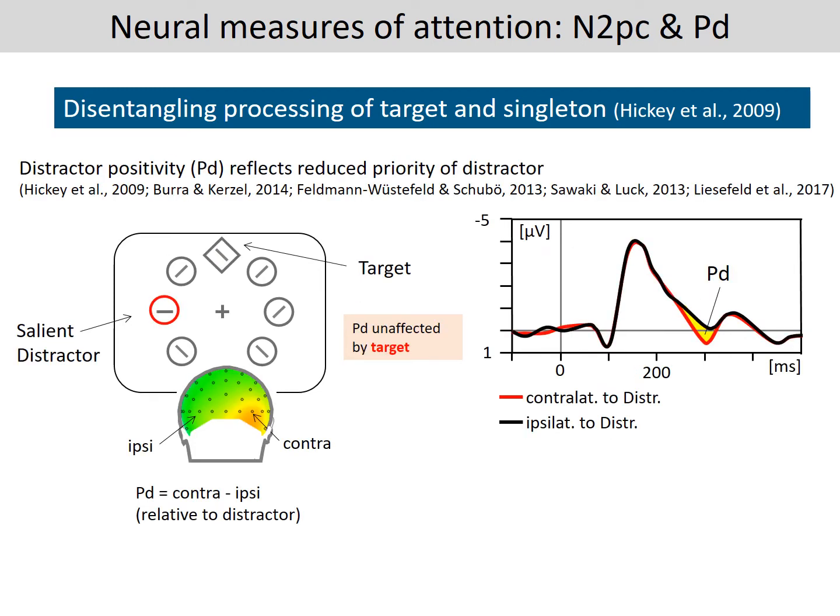Importantly, when the roles are swapped and now only the salient distractor is presented laterally with the target on the vertical midline, the neural activity related to the singleton processing can be isolated because the target can't affect the lateralized signal. Hickey and colleagues found a novel component, the distractor positivity or PD component. This positivity, contralateral to the salient distractors, presumably reflects reduced priority of the distractor. And because it is of positive polarity, whereas the N2pc is negative, it may be intuitive to assume that now we're looking at a measure of suppression.